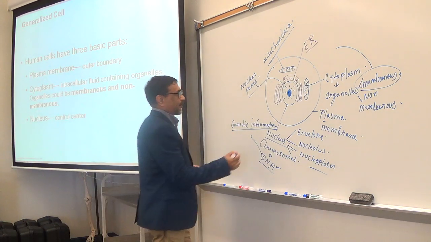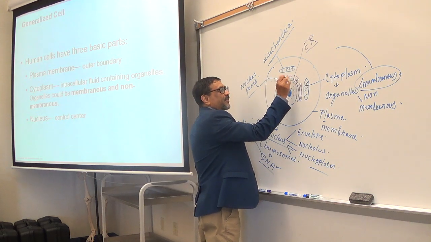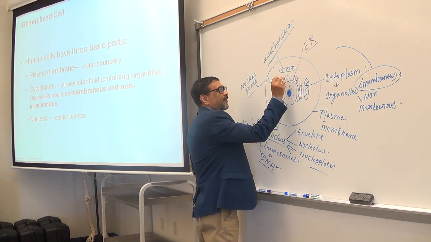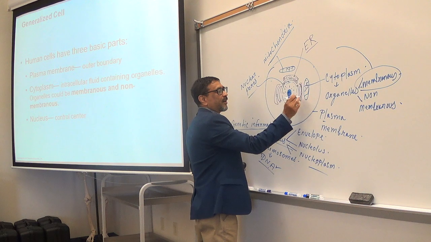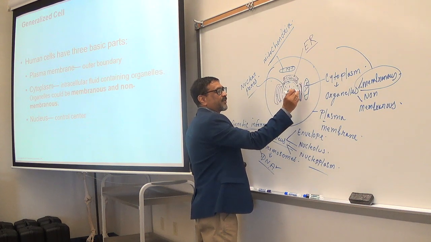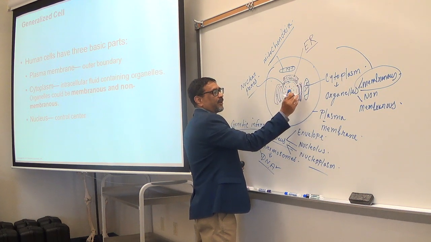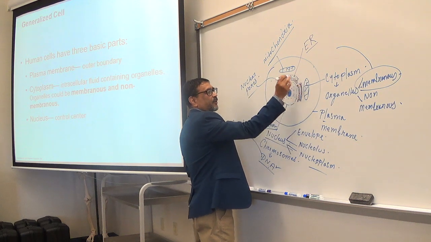Now, on the surface of ER, sometimes you will see tiny structures. Those are called ribosomes. So ribosomes are attached to the surface of the endoplasmic reticulum.